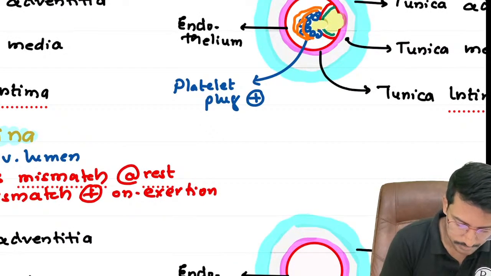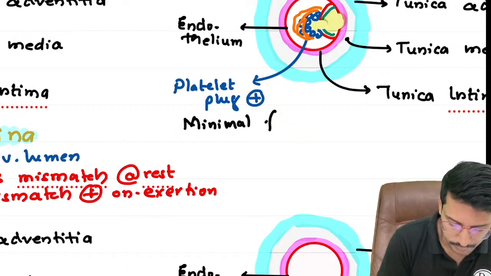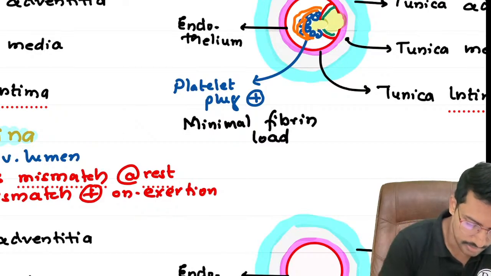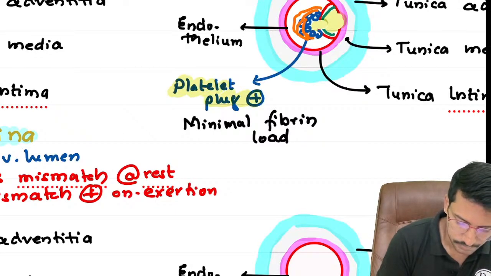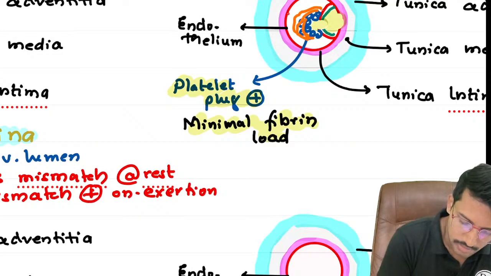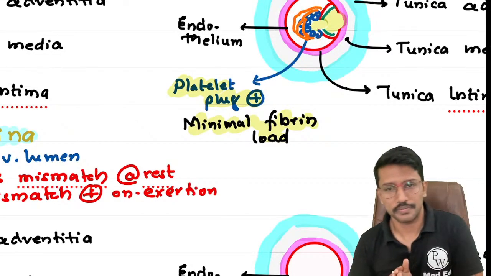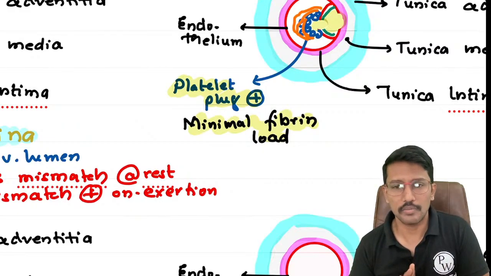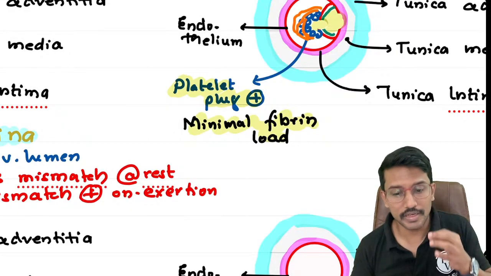So in this case, there is minimal fibrin load, maximal platelet plug. Now, when you look at this image, what we understand is the lumen is significantly narrowed because we created a clot. At this point of time, the blood supply is significantly decreased.